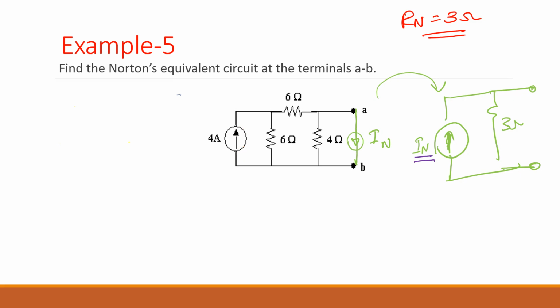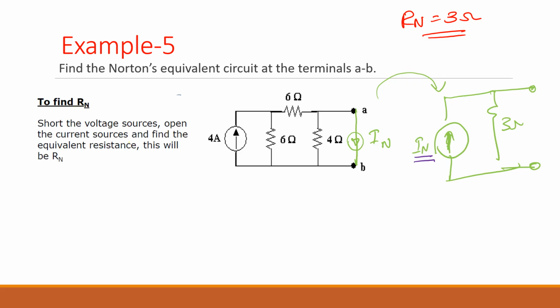Now one thing, can we first convert this? Can you please convert this to a voltage source? If you convert this, what will happen? 6 times 4, which is 24, plus and minus, it's going like this. Am I right?